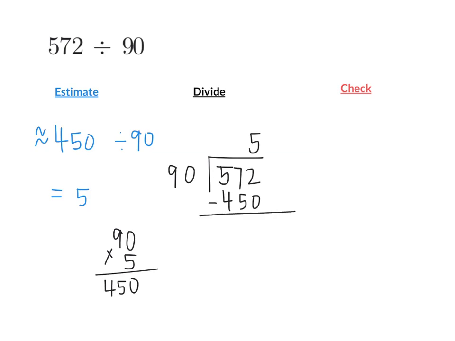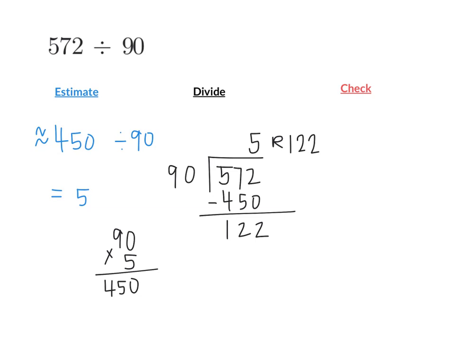2 minus 0 is 2. 7 minus 5 is 2. 5 minus 4 is 1. So my remainder is 122. My answer is 5, remainder 122. A lot of you are shaking your heads. No? This is not right?